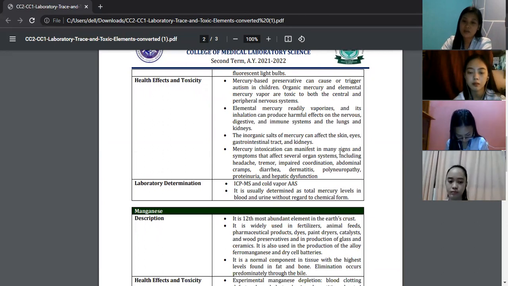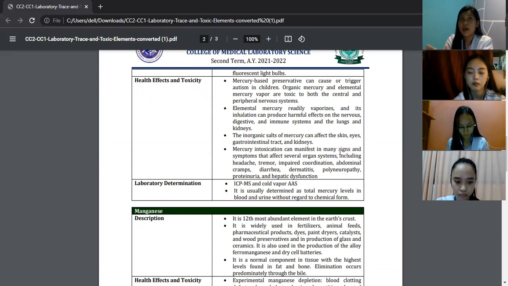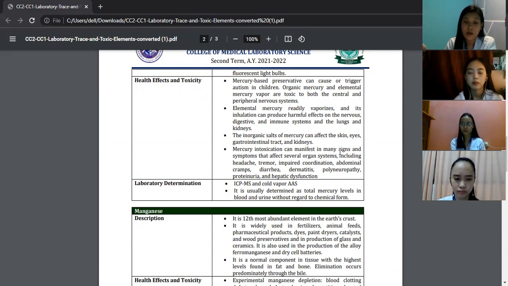Mercury intoxication can manifest in many signs and symptoms that affect several organ systems, including headache, tremor. Tremor is the involuntary movement of the parts of the body. An example of this is the hand, when it shakes or moves on its own, one of the conditions that possibly describes this is tremor. Next is impaired coordination, abdominal cramps, diarrhea, dermatitis, polyneuropathy. Polyneuropathy is the simultaneous malfunction of many peripheral nerves throughout our body. And the next is proteinuria and hepatic dysfunction.